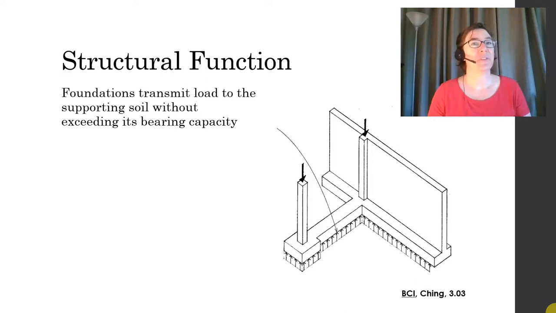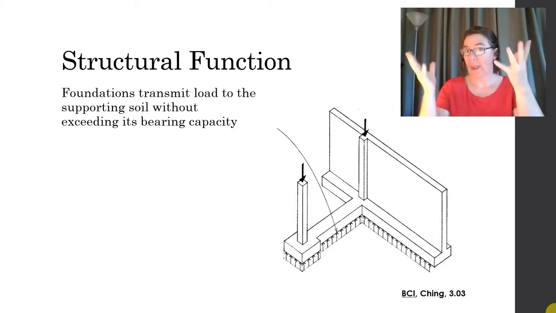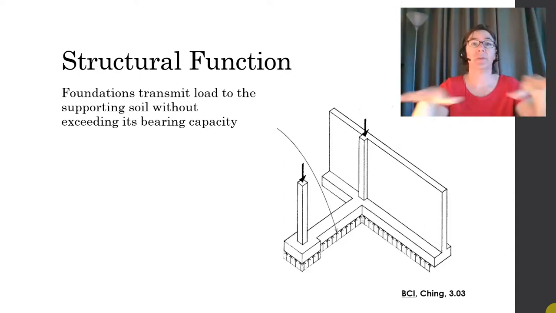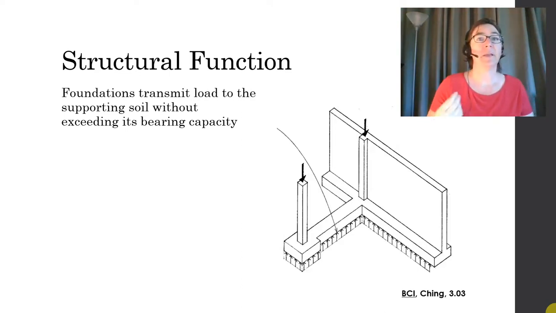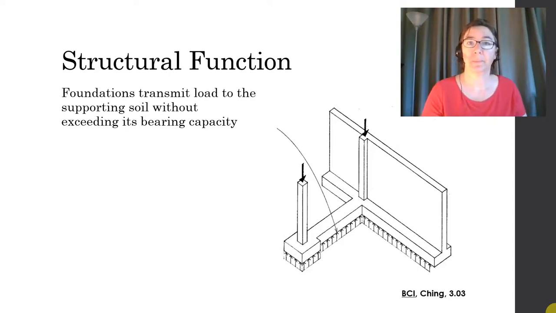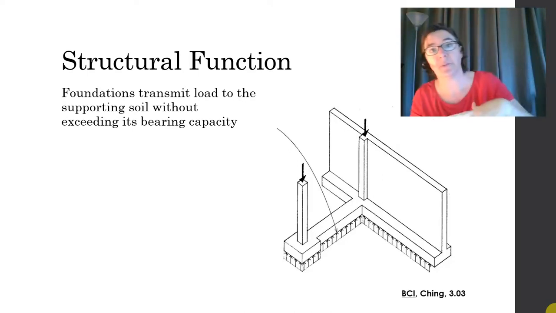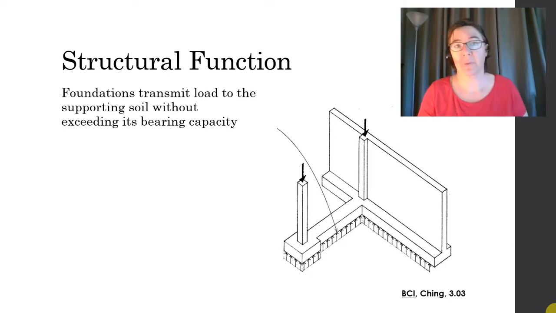So let's talk about the structural function of a foundation. What does a foundation do for you structurally? It transmits the load, or the weight, of everything above ground. It transmits that load down to the supporting soil. Okay, and the important thing is that you transmit the load without exceeding the bearing capacity of the soil. Because if you did, you would punch through the soil and your house would settle. All right, and you really don't want that.